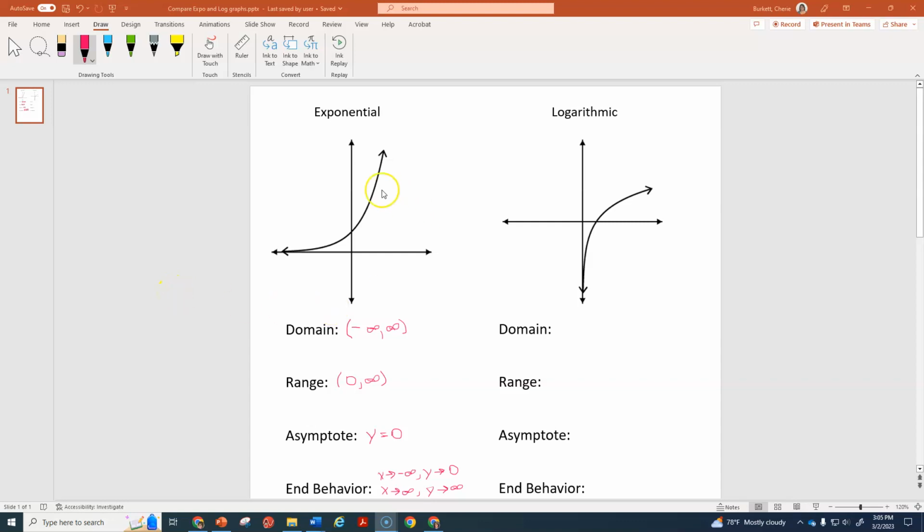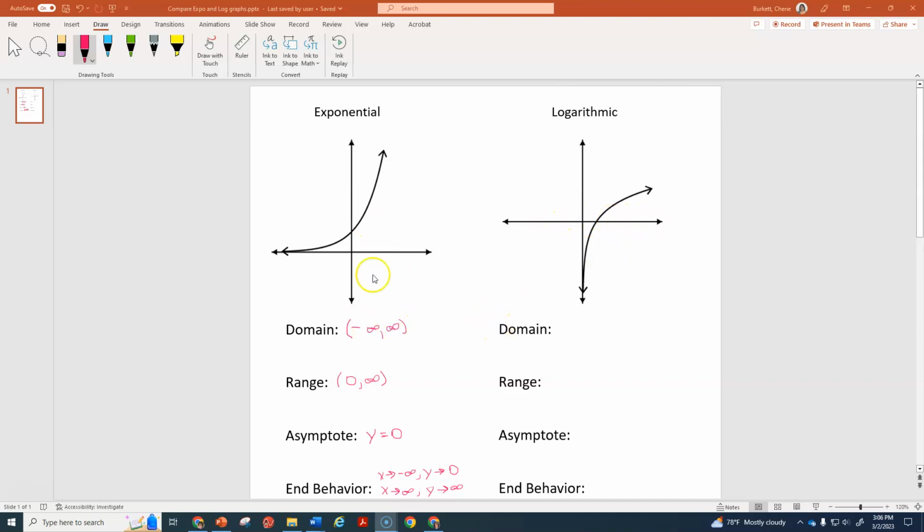Okay, so now that we've learned that these are inverse functions of each other, let's look at the information that we need to know about log graphs. For exponentials, the domain is negative infinity to positive infinity. You should be able to see when we look at this exponential graph, as we go from left to right, which is how we read domain, we don't have any negative x values over here. So my domain is no longer negative infinity to positive infinity.